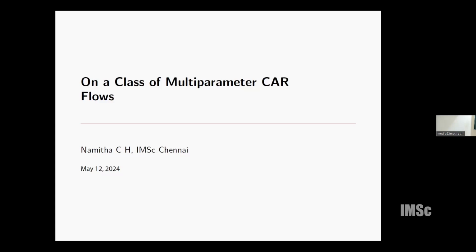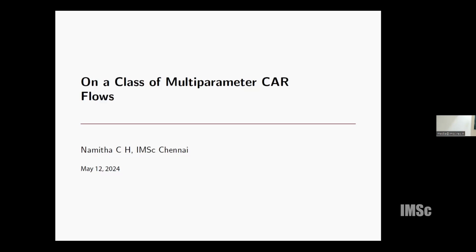We will be talking on a class of multi-parameter CAR flows. As Piyush has already talked about, just like CCR flows, CAR flows also is an example of an E0 semigroup. But we will not look at CAR flows from the perspective of E0 semigroups, but rather there is something called a product system associated to an E0 semigroup, and we will be looking at a certain class of CAR flows from the product system perspective.